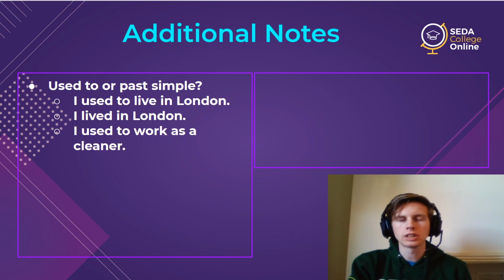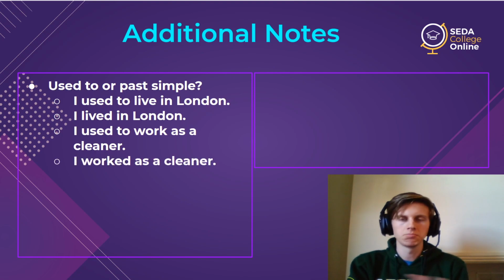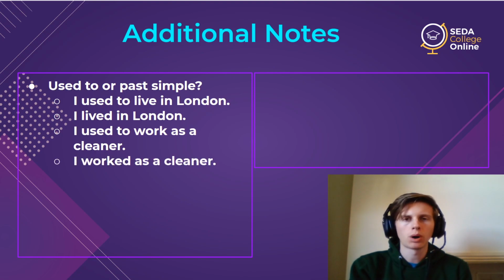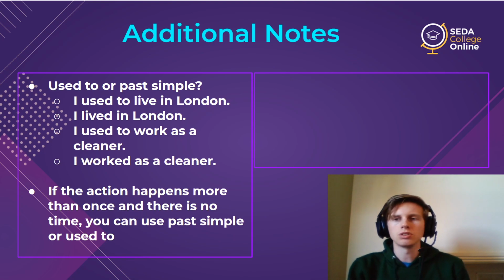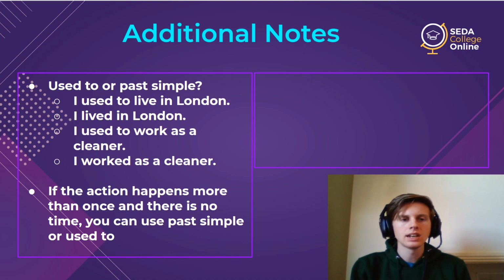I used to work as a cleaner. I worked as a cleaner. Again, no problem at all. No difference. So if the action happens more than once and you do not talk about time, you can use either past simple or used to. It doesn't matter. For example, I could say, when I lived in London, I took a taxi every day.